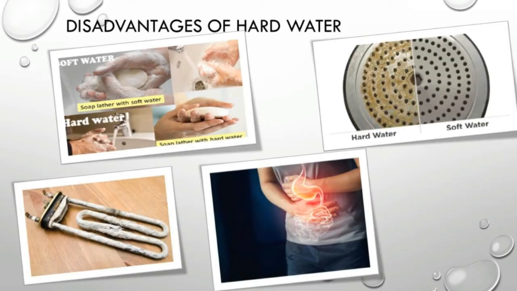Disadvantages of hard water. It is not good for washing clothes. It forms scum with soaps and detergents, which makes the soap ineffective and also spoils the clothes further. It damages the utensils and containers in which it is stored and forms a hard layer. It forms scales on the machine parts used in industries and decreases their efficiency. This you can see in the given picture. And it results in stomach ailments if consumed for a long period.